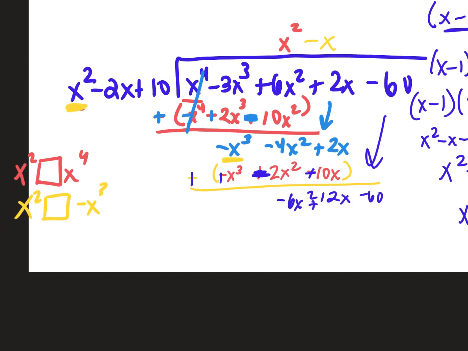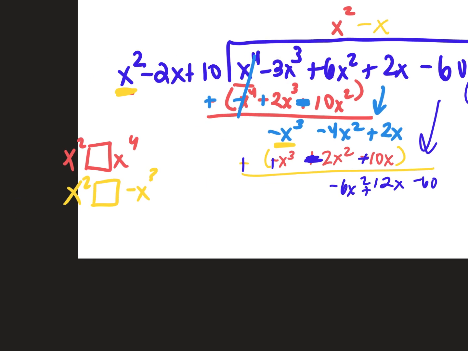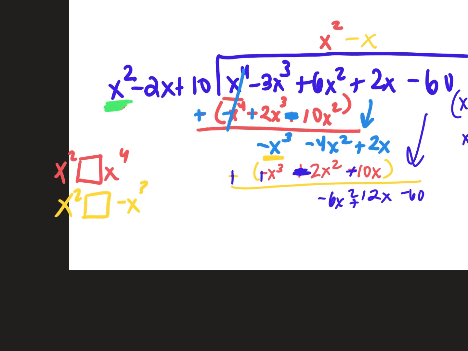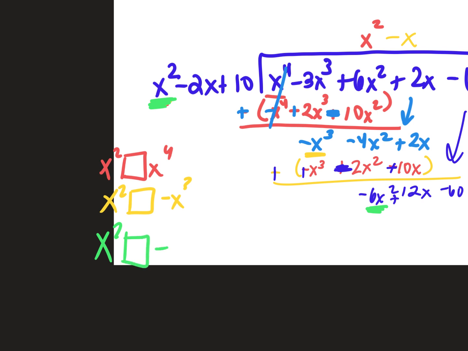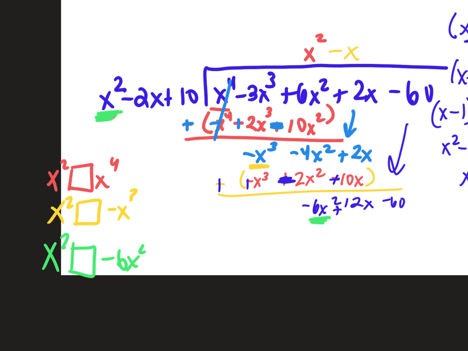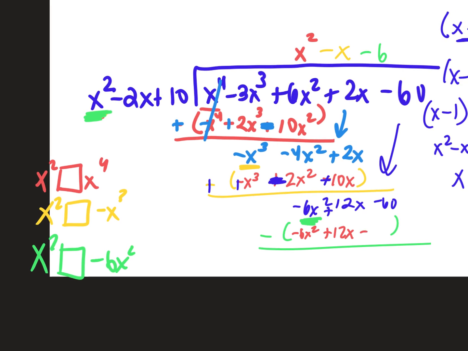All right, last one. You guys are doing great. You'll have one of these. I know they're long. X squared into negative 6x squared. X squared times what gives you negative 6x squared? Negative 6. So get your subtraction ready. Negative 6 times x squared is negative 6x squared. Negative 6 times negative 2 is positive 12x. Negative 6 times negative 10 is negative 60.